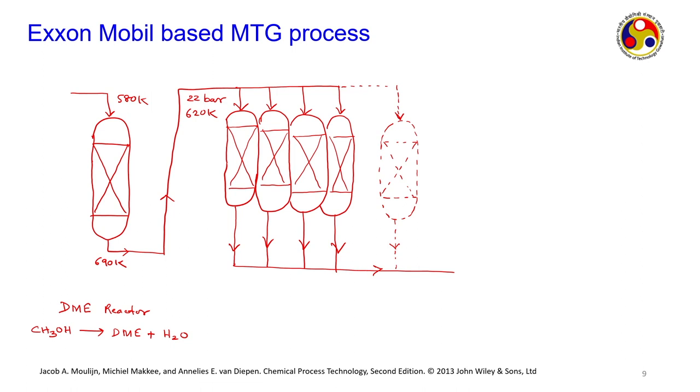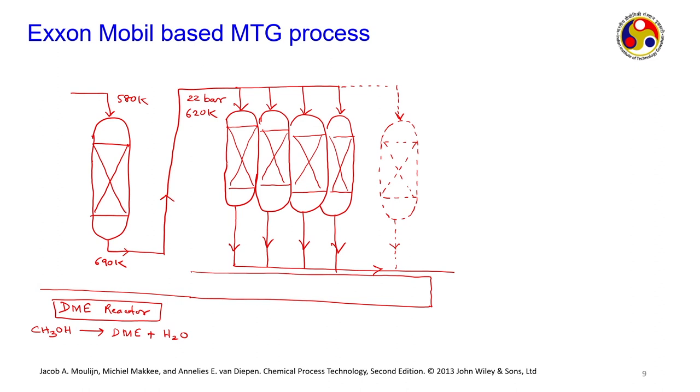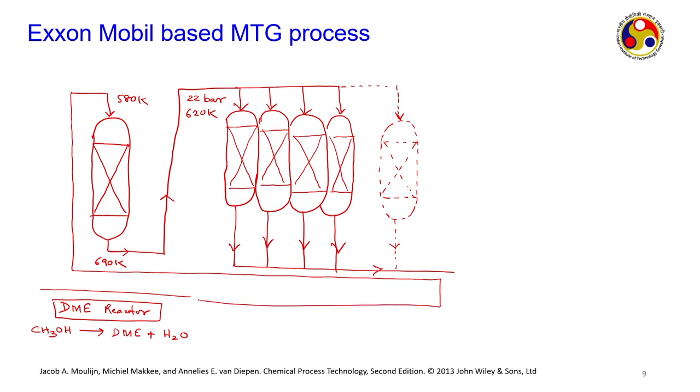But prior to that, you need to heat the methanol and send it. So this is the dimethyl ether reactor, and methanol is sent like this, connected to the inlet feed. The effluents are hot from the exothermic reaction, so they transfer heat, heating up the methanol feed. This is the CH3OH feed. These four sets of reactors are the gasoline synthesis reactors.